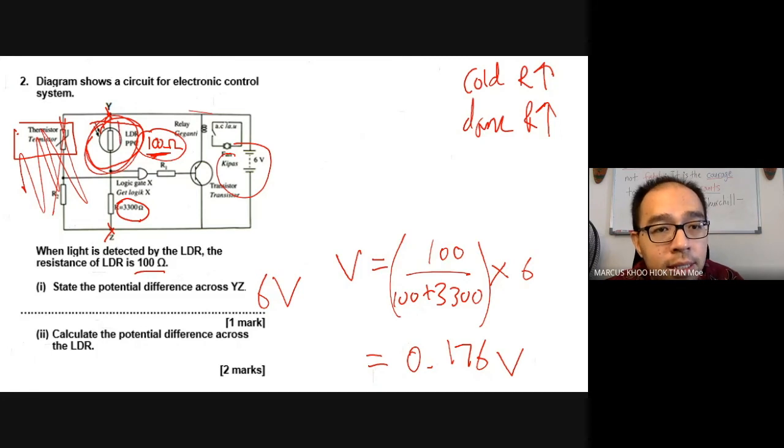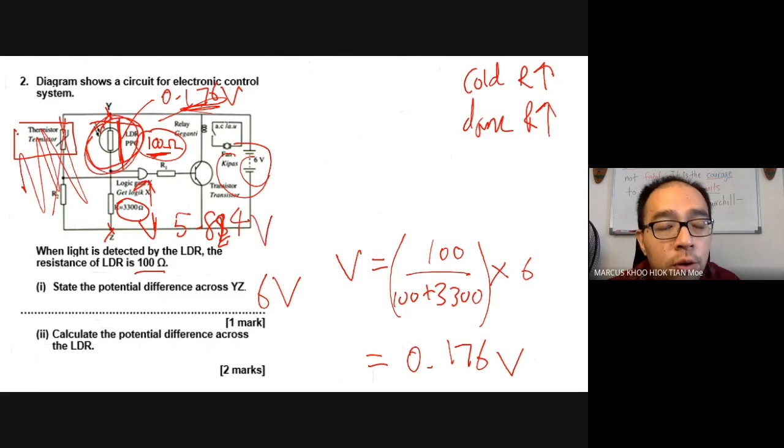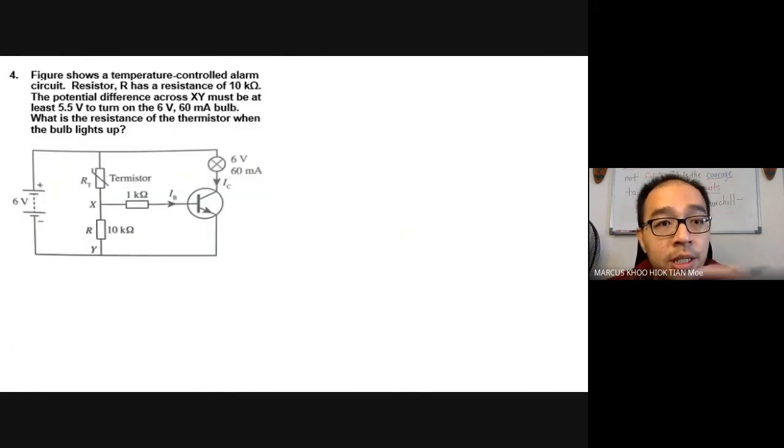If this is 0.176 volts, you know how much voltage is across here already. We subtract, 6 minus 0.176, so you get 5.824 volts. Again, the calculation for this is pretty easy. For the potential divider circuit, the explanation is the tough part.